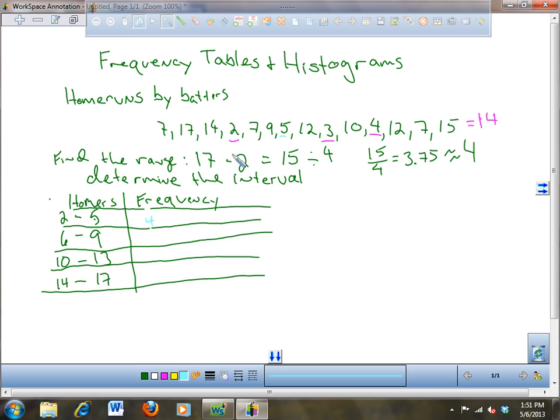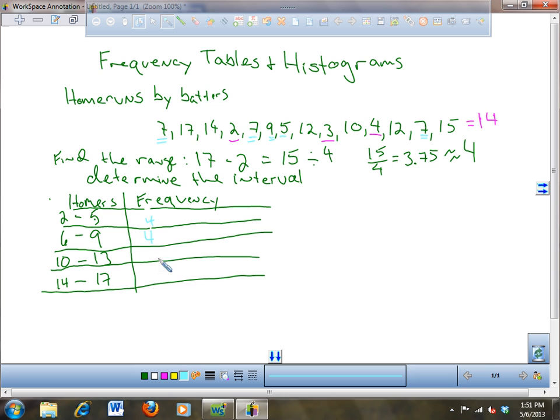1, 2, 3. Did I miss anyone? 9. There's 4. Okay, so the 9 counts too. This is called inclusive. It counts the endpoints, meaning it counts the endpoints too. So there's 4 people in that bracket.